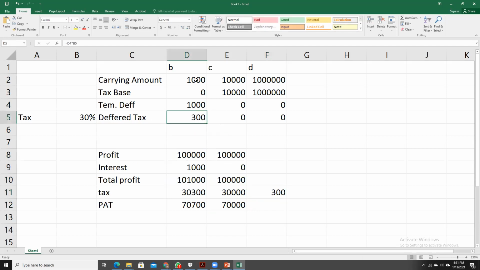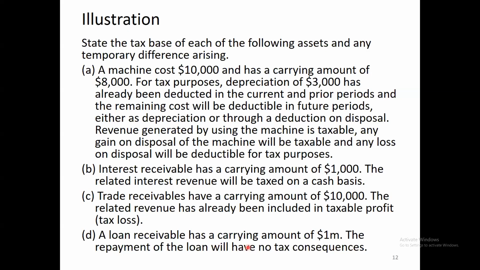Here we calculate the carrying amount and the tax base, and then we calculate the temporary differences, and temporary differences into tax rate equal deferred tax. So no need to waste our time, right? Clear? Okay, good. I hope all of you got a clear idea on this sum.